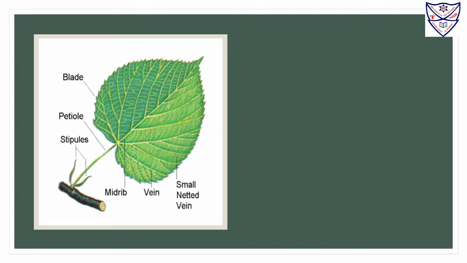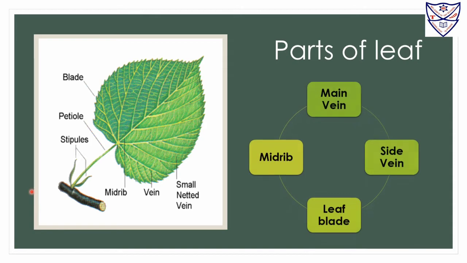Now we will study the parts of a leaf. A leaf has main veins, side veins, a leaf blade and a midrib. Now in this picture you can see a leaf. A leaf has a flat part called the leaf blade. Now children, some leaves are very broad and some have very narrow leaf blades.